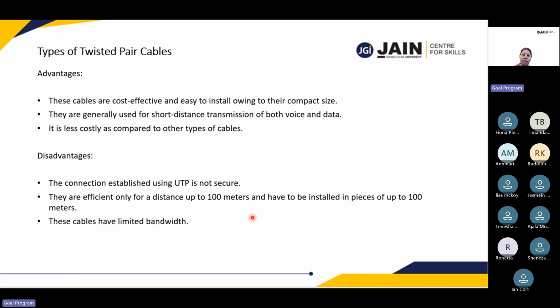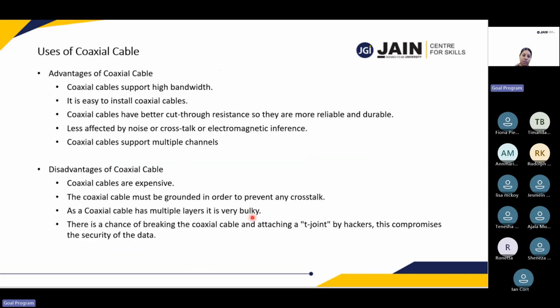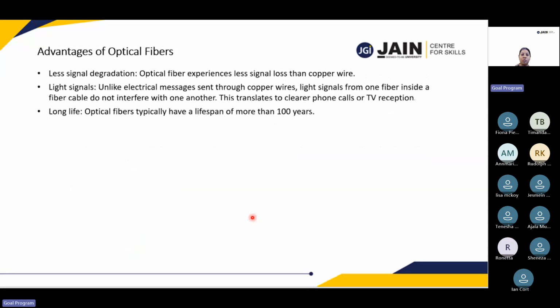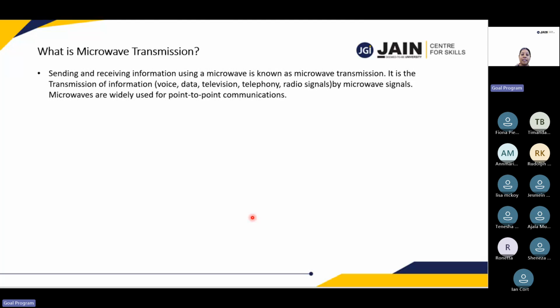In the example of the unguided ones, we are focusing on the microwave signals. When we talk about microwave transmission, that means the sending and receiving of communication is taking place using the microwave. It is a transmission of information. In what ways can you do the communication? Voice communication, data, television, telephony, radio signals, by microwave signals. All these types of information can be transmitted from one device to another device.